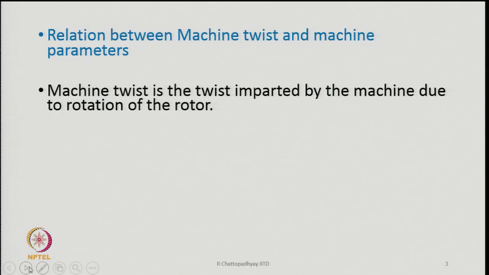Now, the relationship between machine twist and machine parameters. That is what basically gives you how much twist you require in the yarn. Now, on the machine we have to set the twist. So, the relationship between the machine twist and machine parameter. The twist that is generated by the machine is called machine twist. So, machine twist is the twist imparted by the machine due to rotation of the rotor.